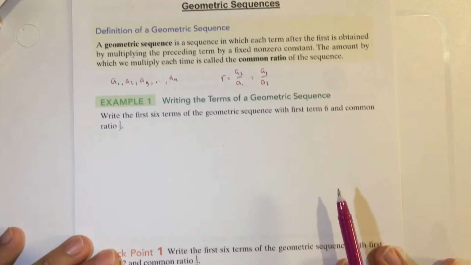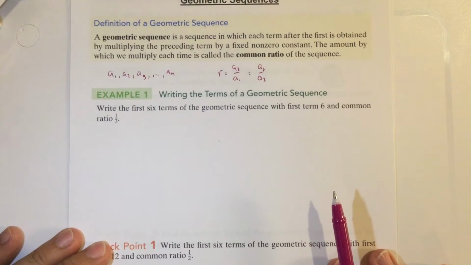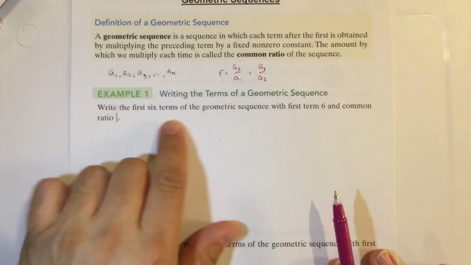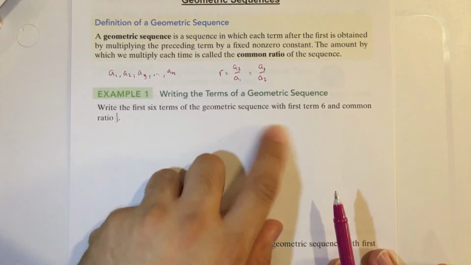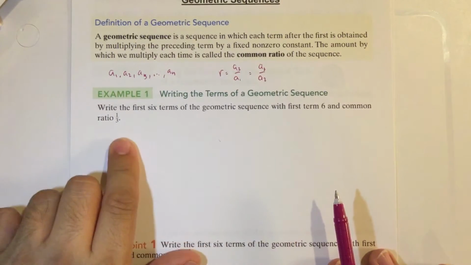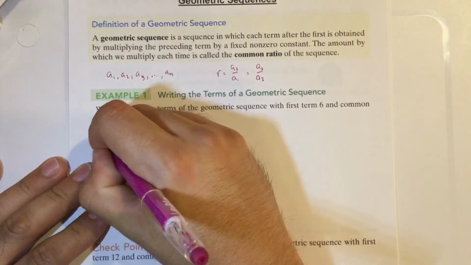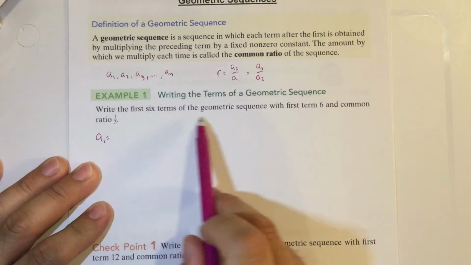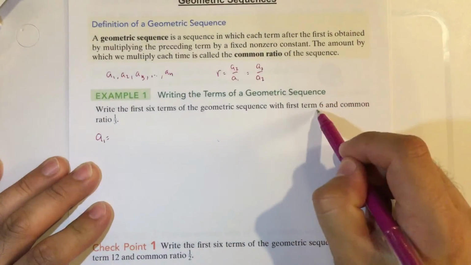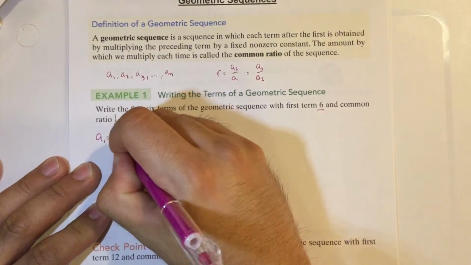All right, so our first example says, write the terms of a geometric sequence. Write the first 6 terms of the geometric sequence with the first term 6 and the common ratio of 1/3. So we're going to start with a sub 1, and it says that our first term is 6. So this is my initial term, my initial value.